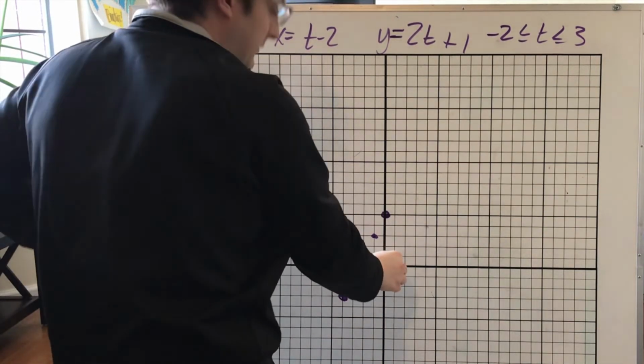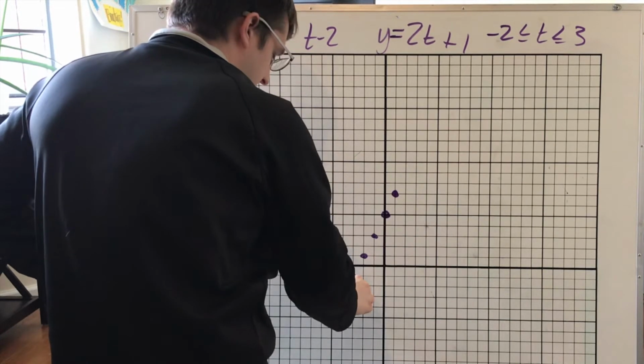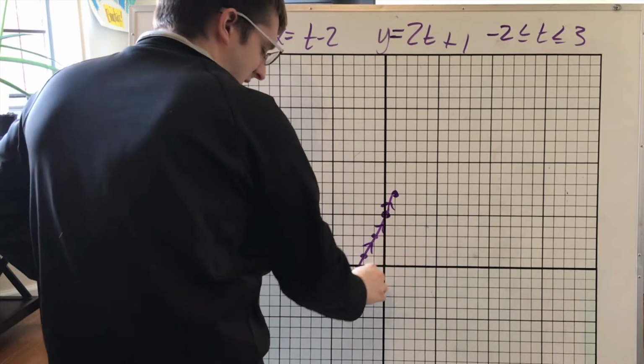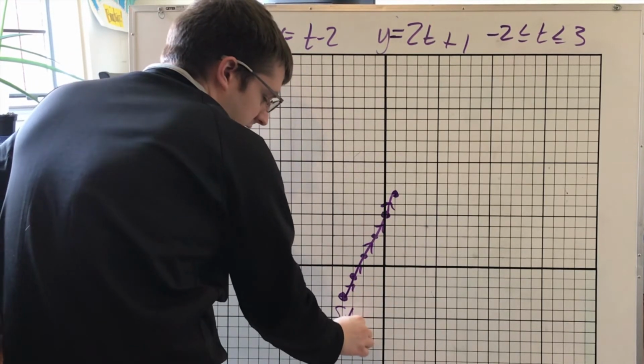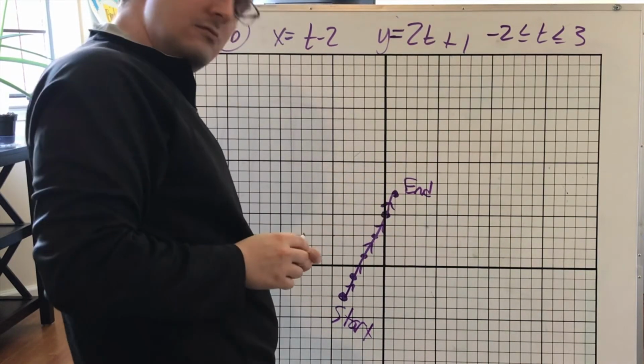I didn't go far enough yet. 1, and then 7 way up there, okay? So I end up having the points right there. I'll add my little arrows, maybe label the start and the end. Ta-da!